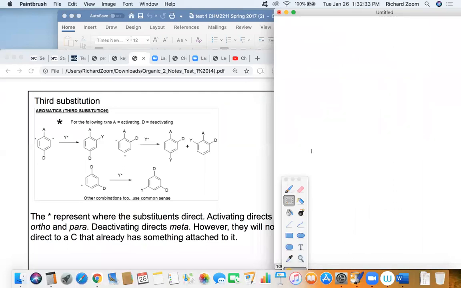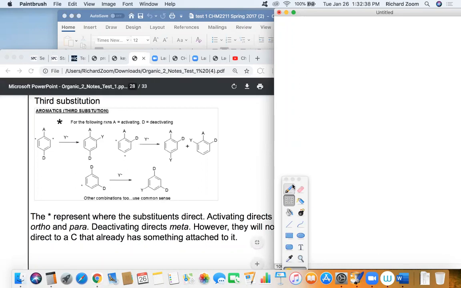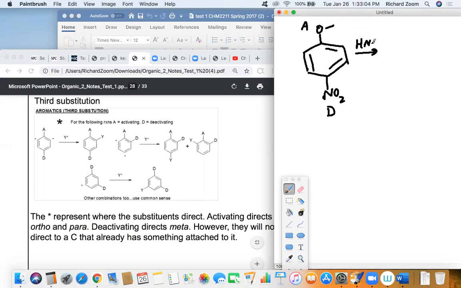I mean, it's much harder. Let's take a look at the situation where we've got an activating group and a deactivating group directly attached to the aromatic ring, but in the ortho and para positions. Okay, so I'll write that as A, that's D. And if we would use our HNO3, H2SO4, so that's the NO2 plus.